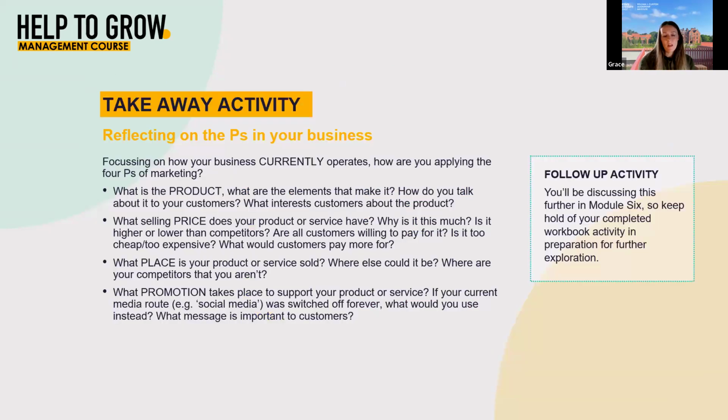So our takeaway activity for today is to think about how your business is currently operating in terms of your 4 Ps. So what is the product? And then linking that back to the questions that we've just posed in terms of product. What selling price does your product or service have and why? What place does your product or service have? Where is it sold? What else could it be? And then finally, looking at those promotional elements.